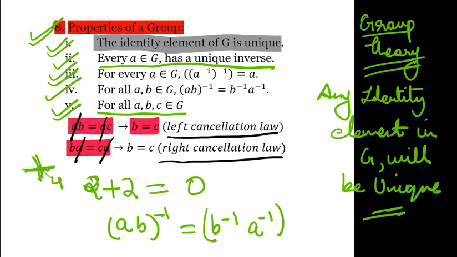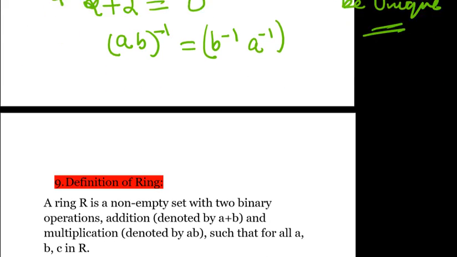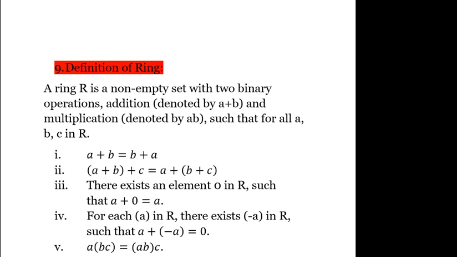So these are the properties of a group. The group will have these 6 properties. Moving on to our next part. In the next part, we are going to study a new thing. That is a ring. What is a ring? We have learned about what is a group. Now we will learn what is a ring.